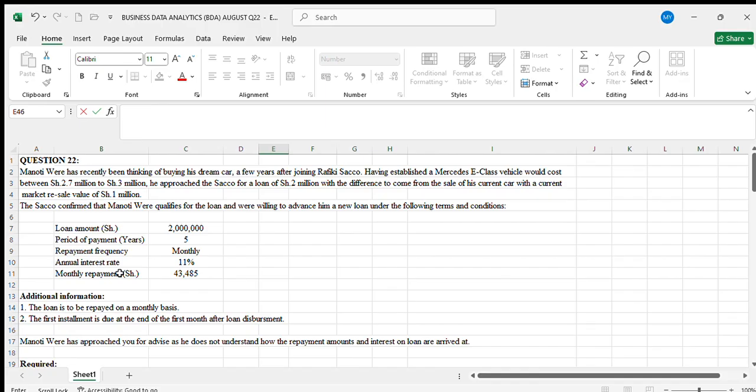So someone comes to you and asks you, someone who doesn't understand accounting or finance will tell you, I want to know how I'm going to repay my loan. And in this question it is the same. Now you can see question 22.